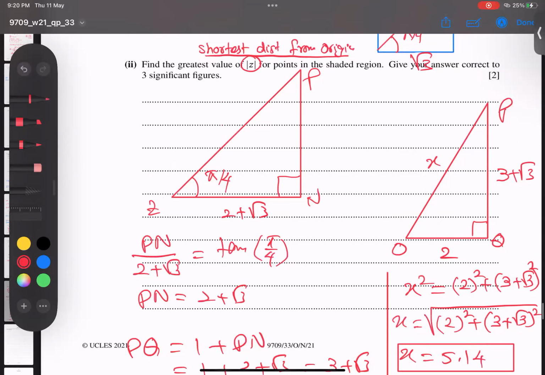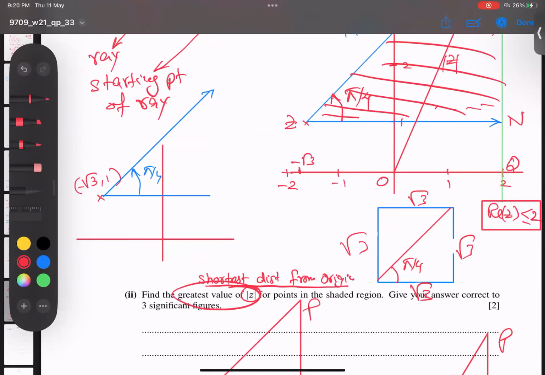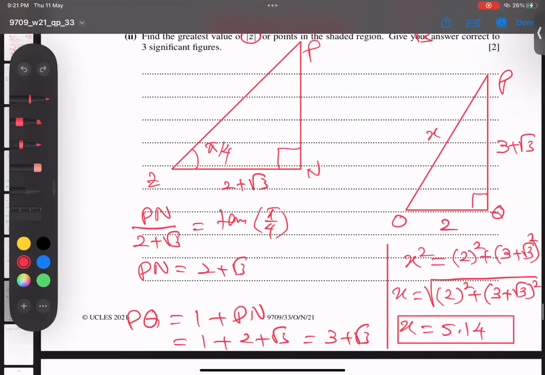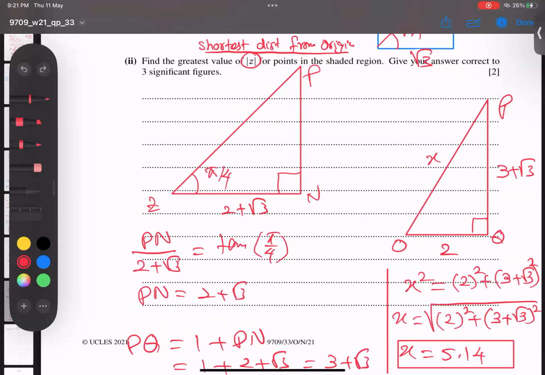And he was asking for the greatest value. So 3 significant figures are required, and we got it. So the paper is over, and best of luck for your exam. Assalamu alaikum wa rahmatullahi wa barakatuh.